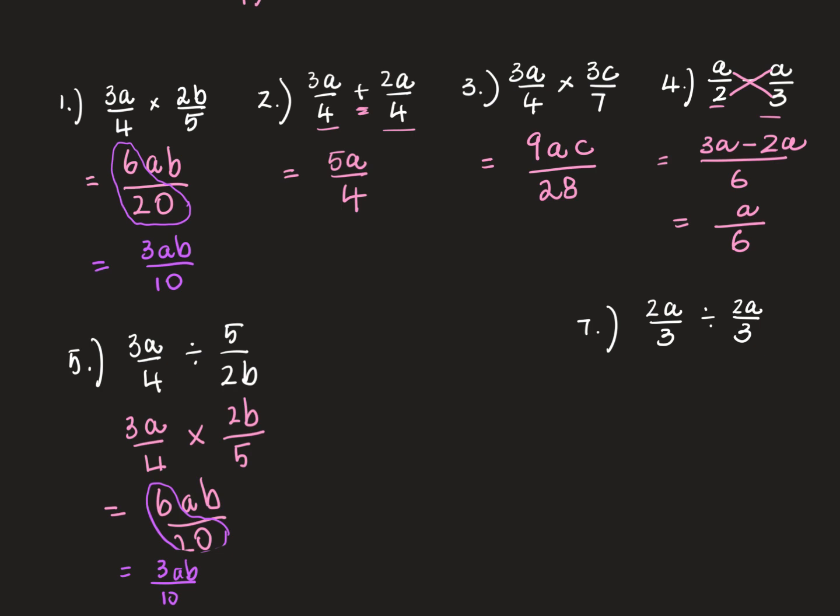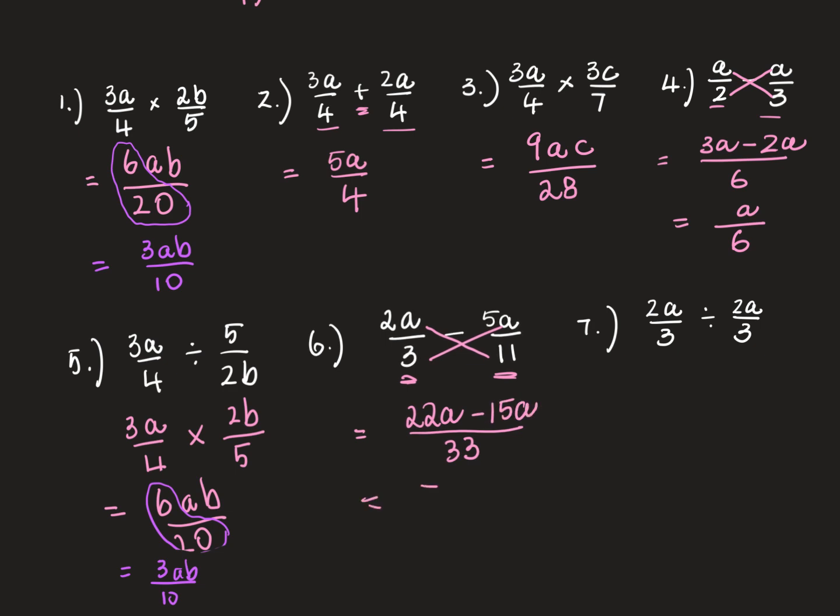Next one here, okay, I'm subtracting, but the denominators are not the same. I need to make them the same. I multiply them together. 3 times 11, 33. Now I say that times that. 2a times 11, 2 11s are 22, 22a, 5 3s are 15, and it's take away 15a, that's going to give 7a over 33.